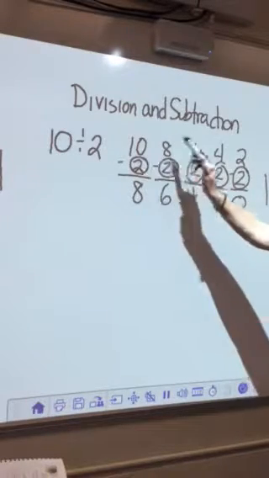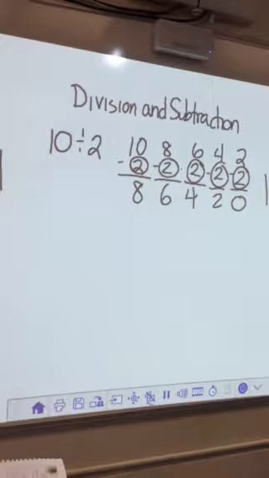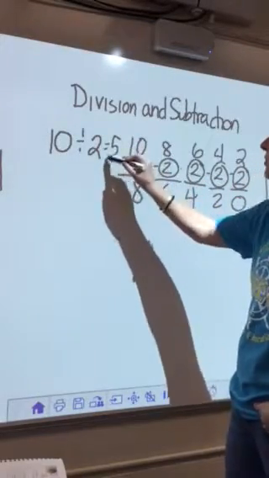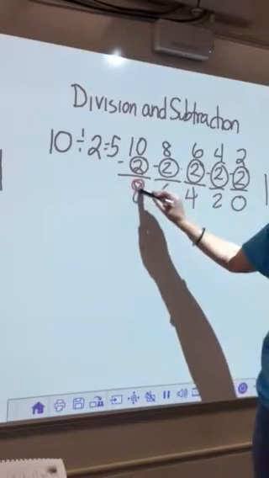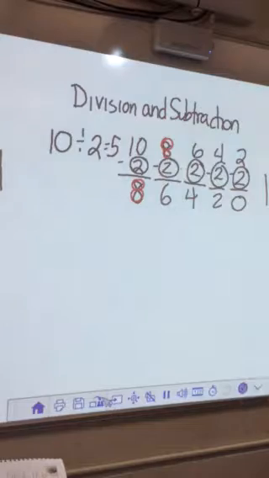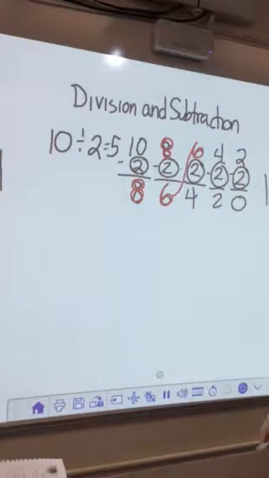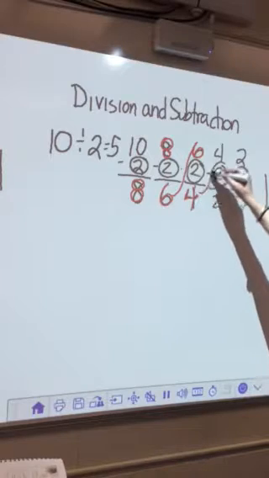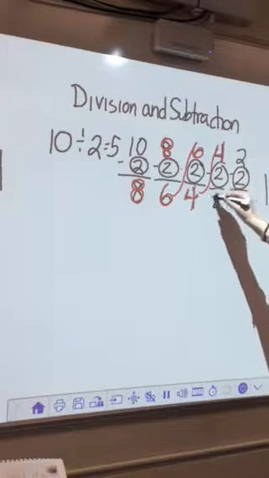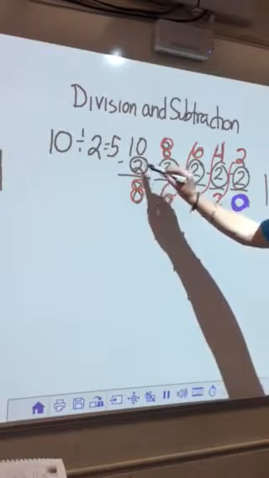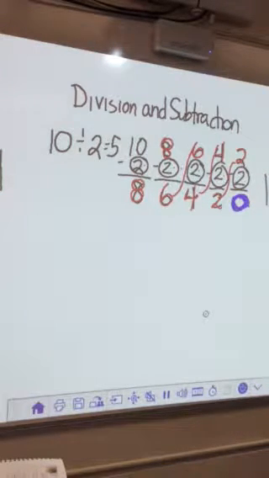So we had to do 1, 2, 3, 4, 5 subtraction problems to do this division problem. 10 divided by 2 is 1, 2, 3, 4, 5 groups of 2. Do you see that? How the 8 that we got here then becomes the number up here. We're subtracting 2 each time. The 6 down here becomes the 6 up there. Answer 4. 4. 2. Till we finally get to 0. When we get to 0, we know we've taken all the groups of 2 we can. We count our groups of 2. 1, 2, 3, 4, 5. And 10 divided by 2 equals 5.